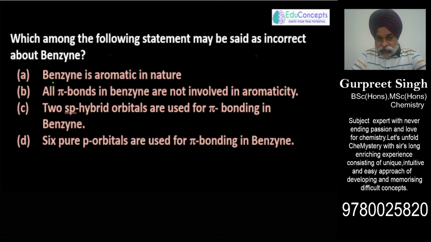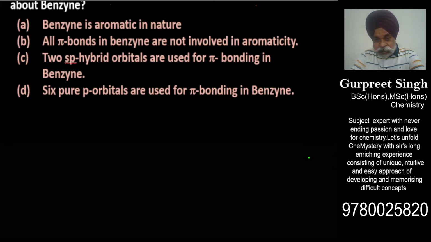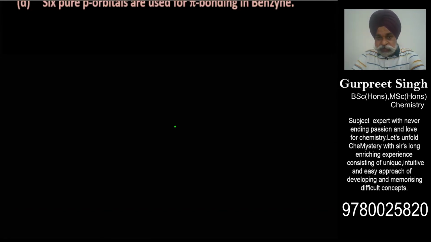The options are: the benzyne is aromatic in nature; all pi bonds in benzyne are not involved in aromaticity; two sp hybrid orbitals. All these options relate to the feature of chemical bonding. So what chemical bonding aspect is involved in the case of benzyne? To understand that, we first have to see what exactly the structure of benzene is.